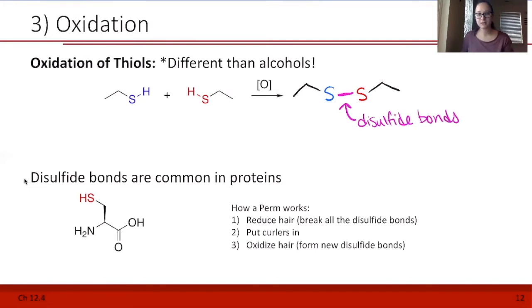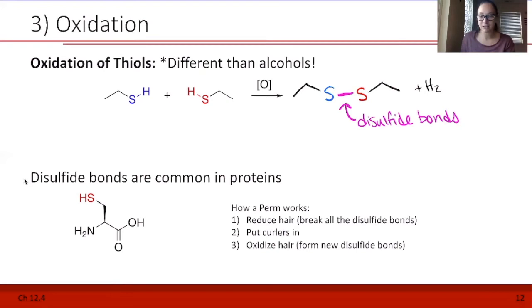So oxidizing a sulfur or a thiol is very different. We also release H2. I forgot to write that. So those hydrogens on those sulfurs are going to be released. So we're still oxidizing, we're still losing hydrogen, H2, but it's in a different way. We are not going to break the carbon hydrogen bonds to make another carbon sulfur bond. We're just going to make a sulfur sulfur bond without messing with the carbons.